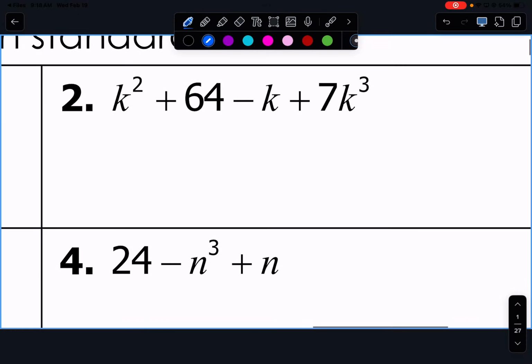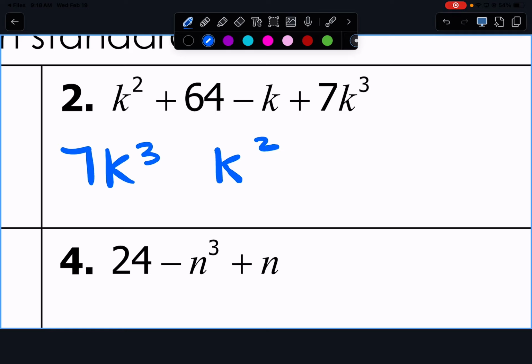For number 2, which term goes first? Then what should I put? K squared. Do I just put K squared, or plus? Okay, K squared, minus K, then plus 64. Perfect. All right, then we're gonna do number 4.